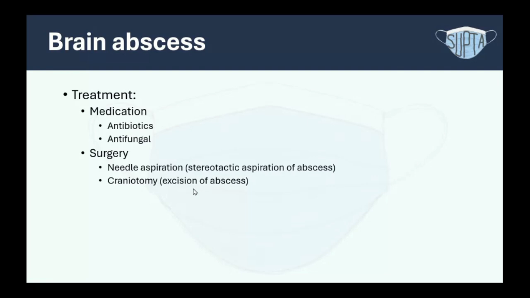And in certain cases, you can also have surgery. So you can get needle aspiration. So it's basically sticking a needle in, slowly aspirating out the abscess, just removing it. Or you can get a craniotomy as well. So you can surgically open the brain and then take out the abscess. That can be done as well.